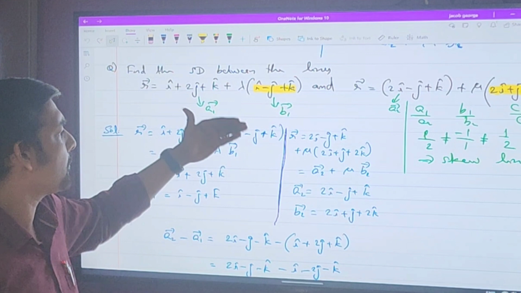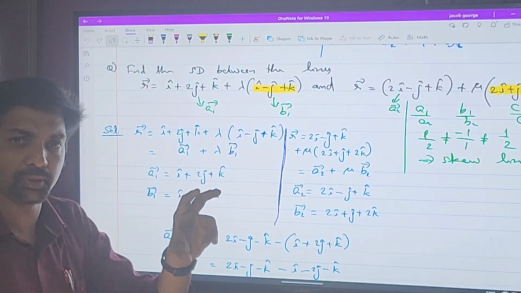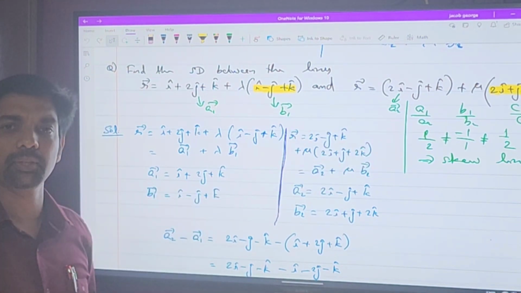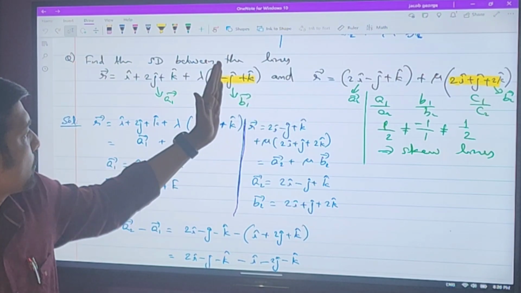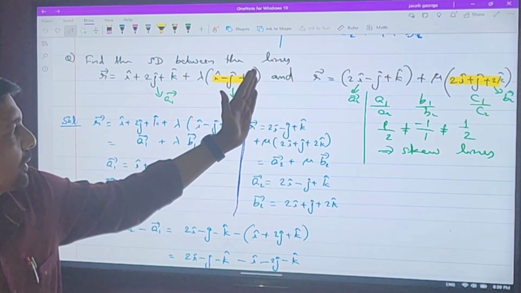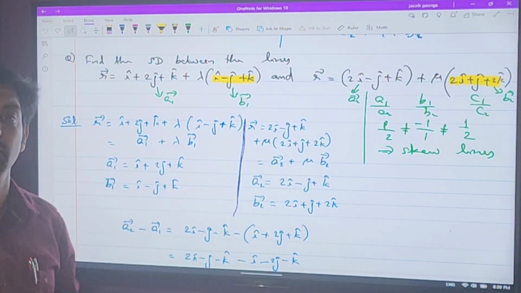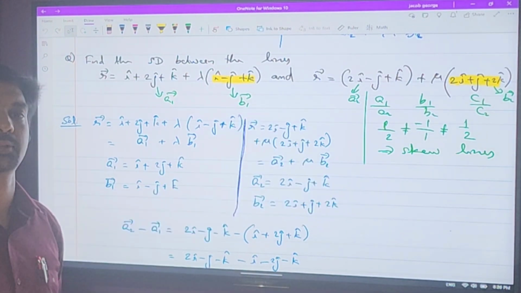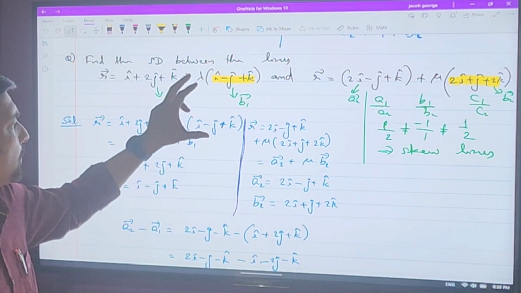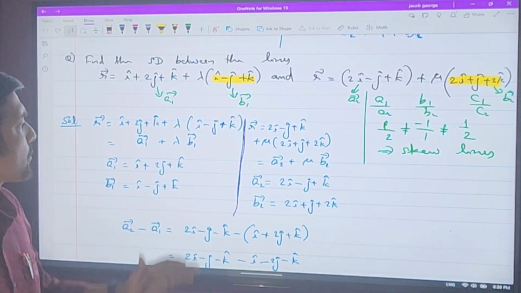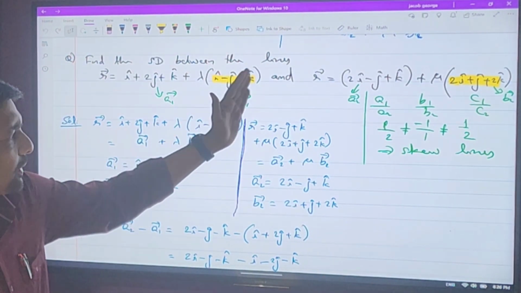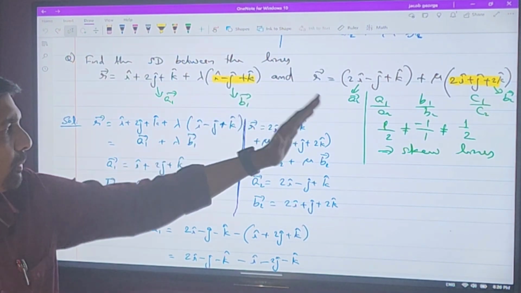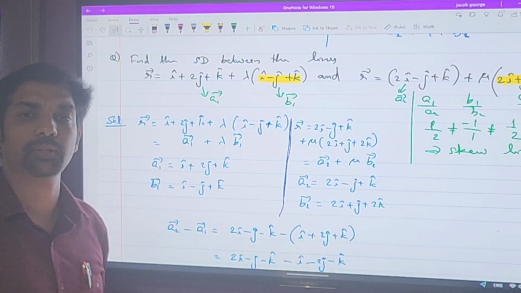When you get this type of question in the examination, it won't be written whether it is a skew line or a parallel line. We have to check by taking the coefficients. It's 1 by 2, then minus 1 by 1, and 1 by 2. If these ratios are equal, the lines are parallel. If they are different, the lines are skew lines. So here we check this proportionality. 1 by 2, the highlighted parallel vectors, 1 by 2, then minus 1 by 1 and 1 by 2, they are different. So the lines are skew lines.